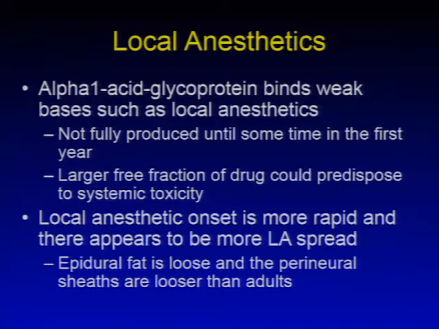Local anesthetics, typically in the bloodstream, are bound to alpha-1 acid glycoprotein. In children and some infants, these are not fully produced until sometime in the first year of life. Therefore, there's a larger free fraction of local anesthetic drugs in infants and children up to a year old, which could predispose to systemic toxicity if the appropriate dose is not given.